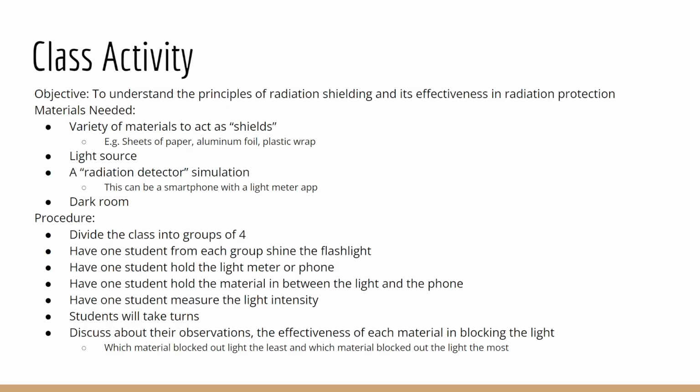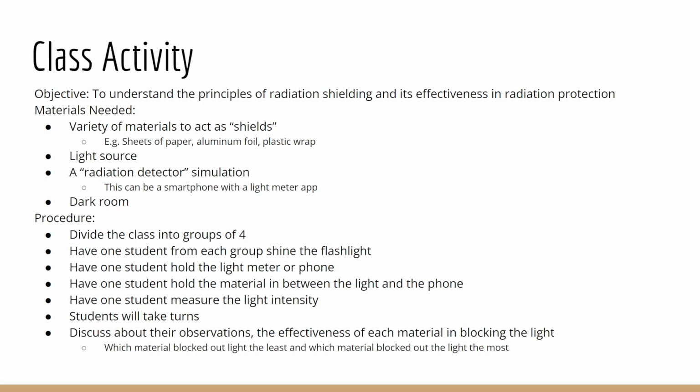The class activity that we are going to do is testing out the shield. The objective is to understand the principles of radiation shielding and its effectiveness in radiation protection. The materials needed are a variety of materials to act as a shield. For example, we're going to use a sheet of paper, aluminum foil, and plastic wrap. Then a light source, such as a flashlight or light from a phone, and a radiation detector simulation. This can be a smartphone with a light meter app and a dark room.